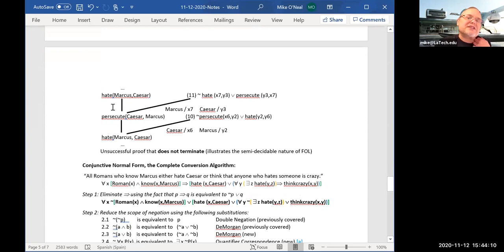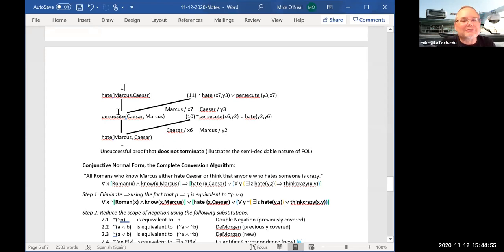Because now let's say I'm in the middle of something where I'm trying to disprove that Marcus hates Caesar. Well, I can bind Marcus to X7 and Caesar to Y3 in the statement that either X7 doesn't hate Y3 or Y3 persecutes X7. You do that and the hates cancel with the not hate and you end up with Caesar persecutes Marcus. But then 10 says that either X6 does not persecute Y2 or Y2 hates X6. You do the substitutions and you get back to Marcus hates Caesar.